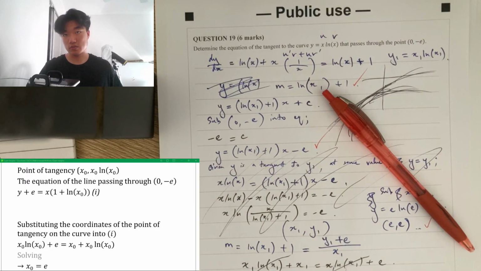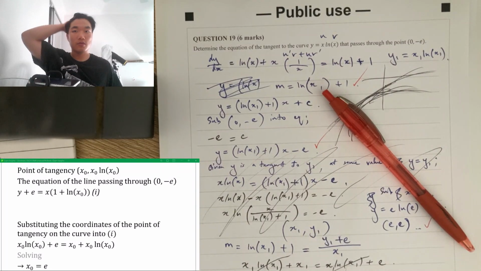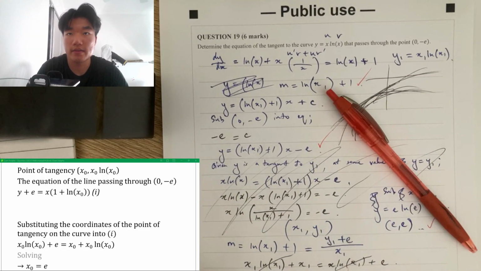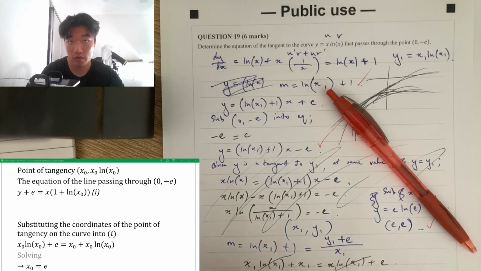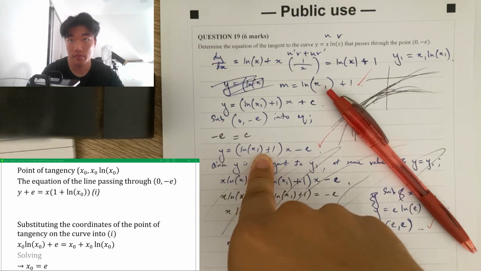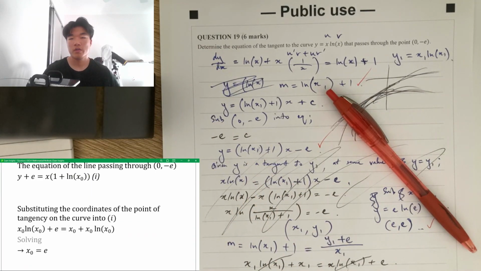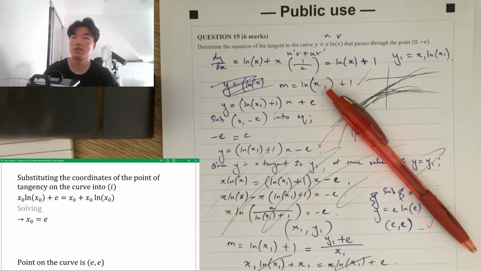The point of tangency, so they used subscript zeros. So at x equal x0, y equals ln of x0, which is the y value of the curve, the equation of the tangent passing through the point. They've worked out the tangent, which is this basically. Substituting the coordinates of the point of tangency into the curve.